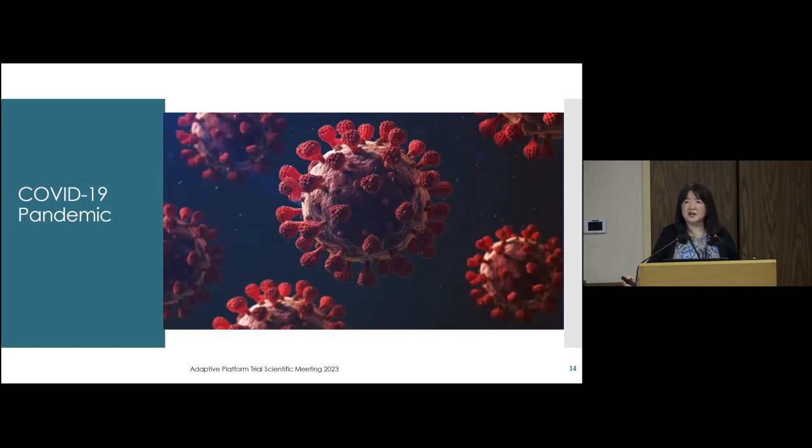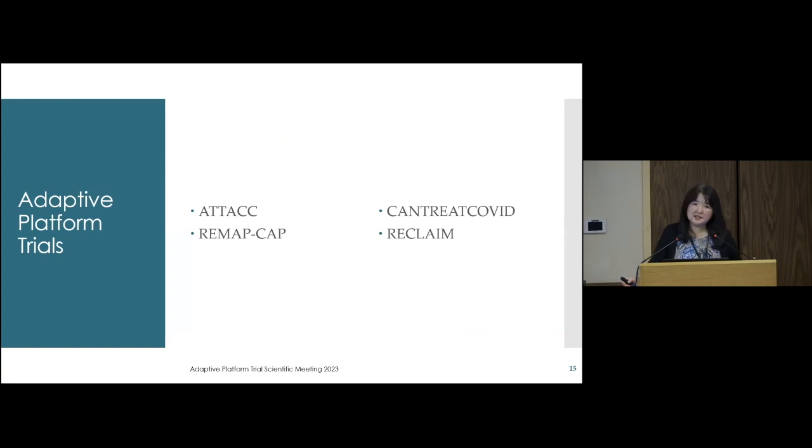And so I think COVID, the pandemic, actually helps in terms of getting all these adaptive platform trials going and also gaining prominence as well. So in Canada, I'm naming just a few. There's the ATTACK trial, on anticoagulation, there's a REMAP-CAP trial that you'll hear a little bit more about from Dr. Marshall. There's the Can Treat COVID trial, which Dr. Pinto is doing, and there's RECLAIM.